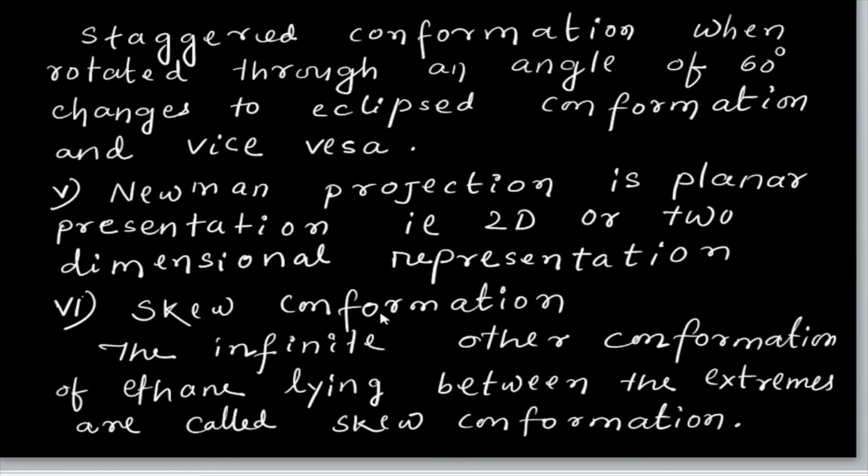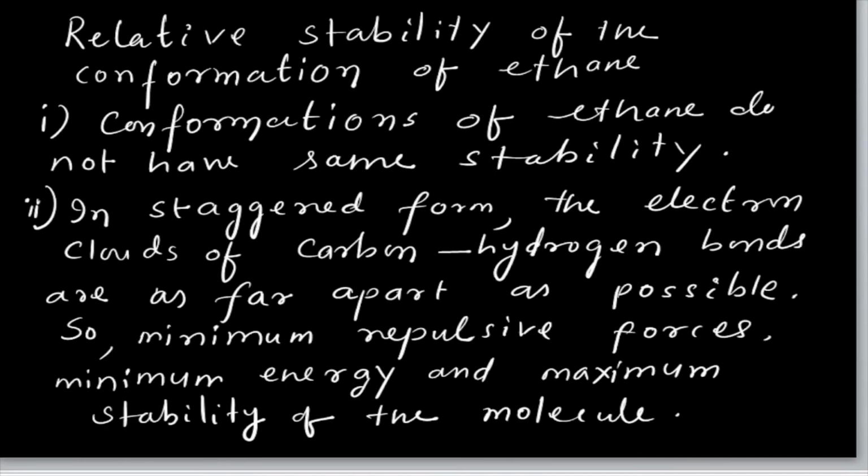Skew conformation. I told you, when there is a small change between eclipsed and staggered, that is called skew conformation. The infinite other conformations of ethane lying between the extremes are called skew conformations. That means when there are an infinite number of conformations, and some conformations lie between them, they are called intermediate conformations, intermediate steps, and then you get a skew conformation.